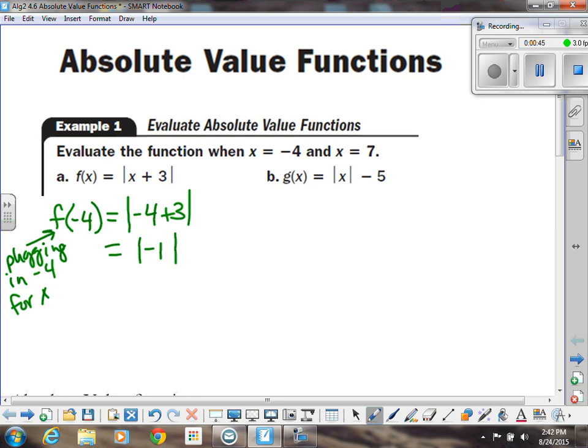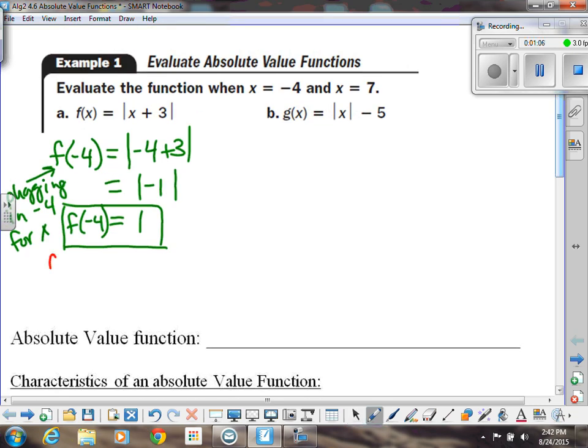Remember, absolute value means the distance away from 0. So -1 is the distance of 1 away from 0. Basically, we just say the absolute value always has to be a positive number. So f of -4 is +1. Now let's plug in +7.